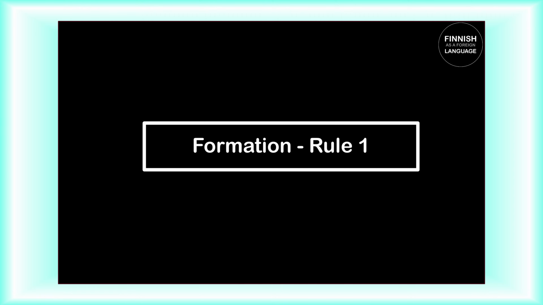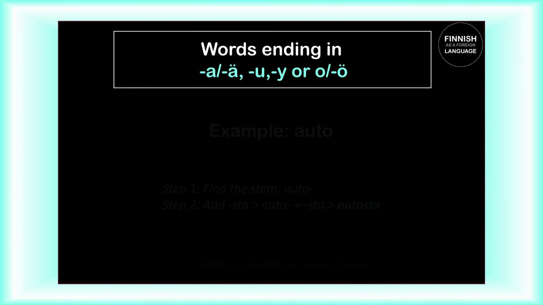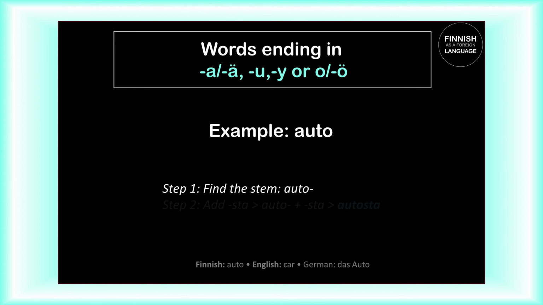Here we have 13 rules. So rule number 1 focuses on words ending in the vowels a, u, y, o, or ö. Here's one example. Auto means car. So when we want to form the elative case out of it, then we have to follow 2 steps. In the first step we have to find the stem, which is also auto, and then in the second step we have to add sta to the stem, which means we have auto plus sta is autosta. It's the elative case and it means from the car, out of the car.